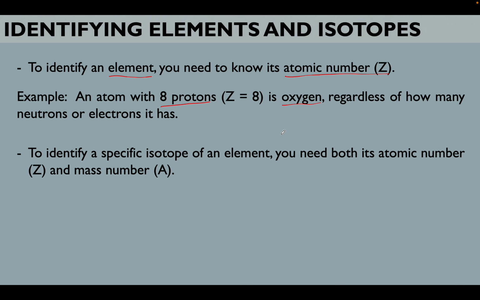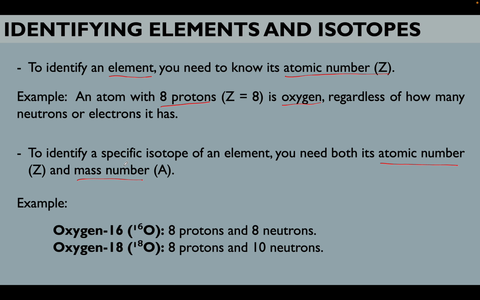Now, to identify a specific isotope of an element, you need both its atomic number and mass number. Kaya, di ba again, si mass number is equal to the number of protons plus the number of neutrons. So, para ma-identify nato ang specific isotope of an element, kailangan nato ang atomic number and also the mass number.